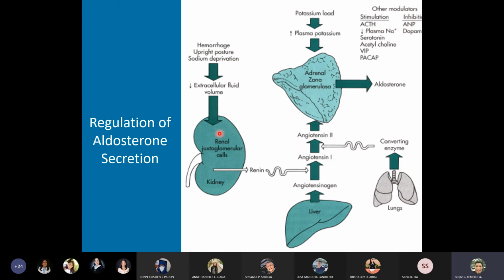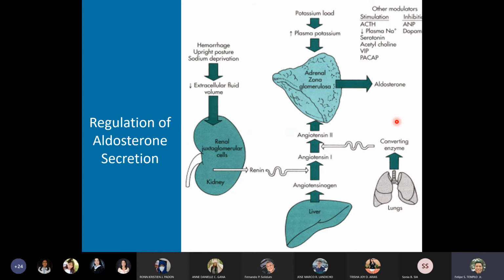And that would be sensed by your JG cells in your kidney. The JG cells would lead to the release of your renin. Your renin will convert your angiotensinogen, which is produced by the liver and already present in your plasma, into angiotensin 1. Your angiotensin 1 will be converted into angiotensin 2 by your angiotensin converting enzyme from the lungs. And your angiotensin 2 would lead to the release of aldosterone, which is the main stimulus for the release of aldosterone.